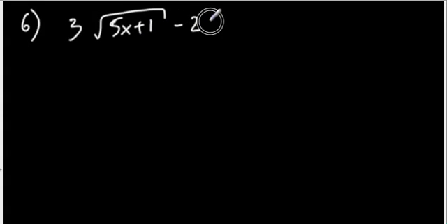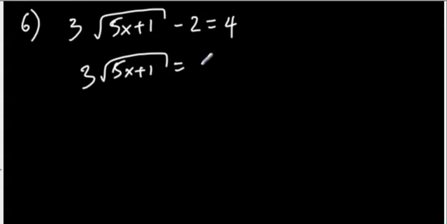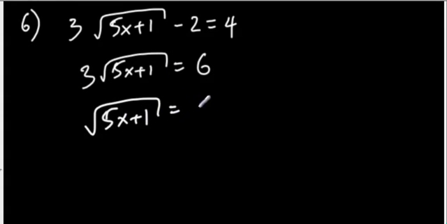And now our last one, which is 3 times the square root of 5x plus 1, minus 2, is equal to 4. Okay, so now first move the constant to the other side. So you get 3 times the square root of 5x plus 1 is equal to 6. You divide by 3 on both sides. So the square root of 5x plus 1 is equal to 6 divided by 3, which is 2.